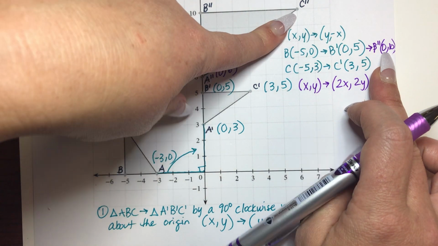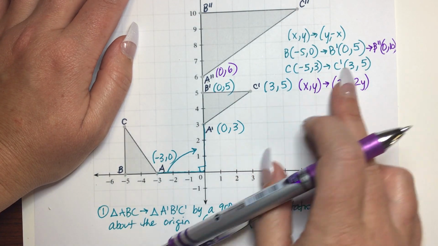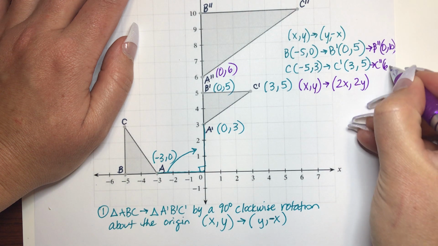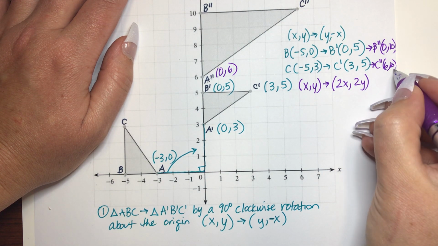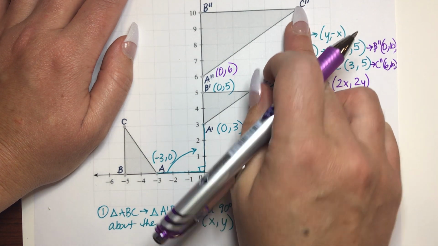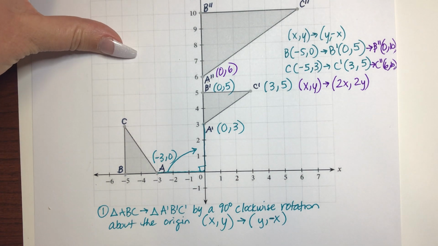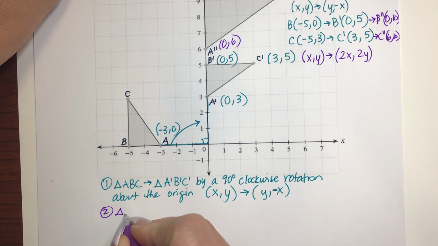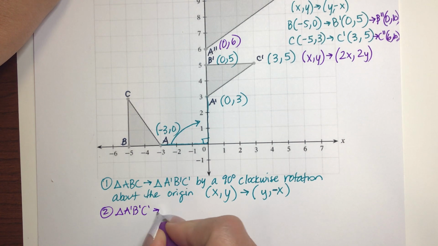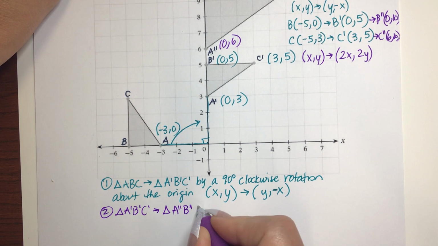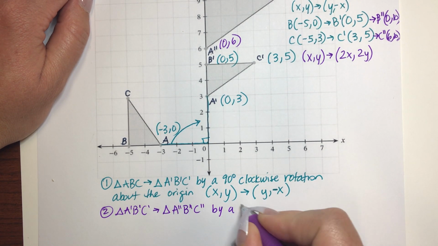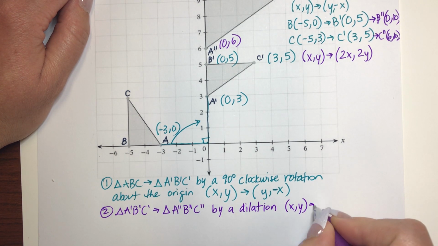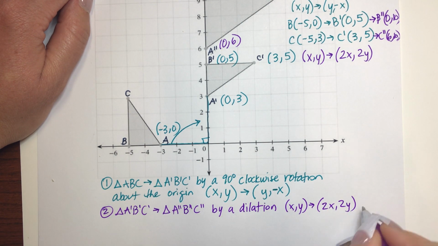And so then we're just going to check C double prime. So we have C prime here, which is (3, 5). And then we're going to go to C double prime. So we multiply 3 times 2, which would be 6, and we multiply 5 times 2, which would be 10. And we end up with 6 and all the way up at 10, and it is. So that's perfect. So this is a dilation with scale factor 2. So what we can say is that the second thing is that triangle A prime, B prime, C prime goes to triangle A double prime, B double prime, C double prime by a dilation, and then we're going to write the rule: (x, y) goes to (2x, 2y) with a scale factor of 2.